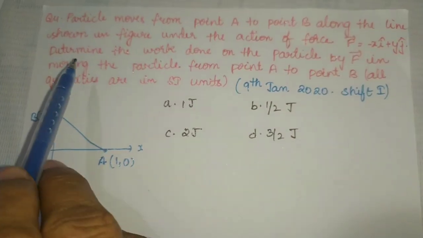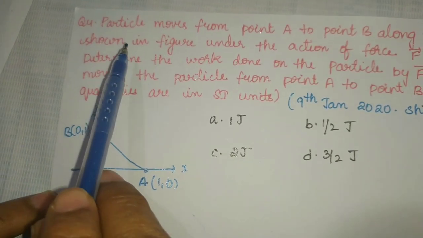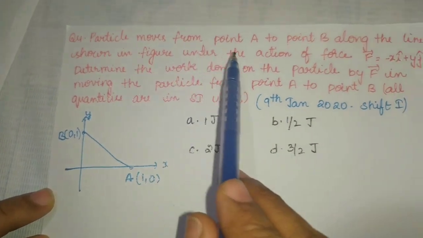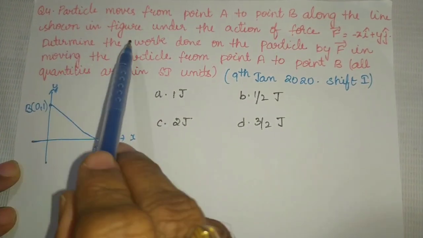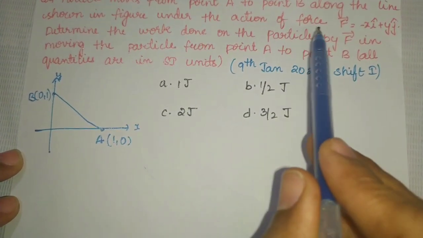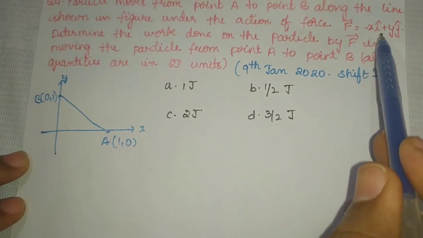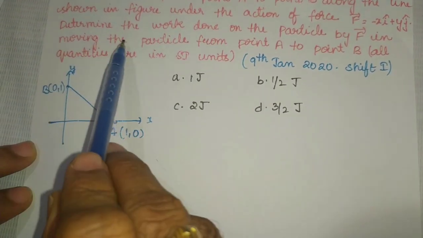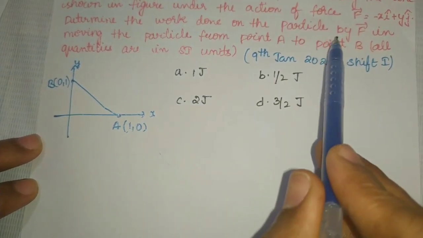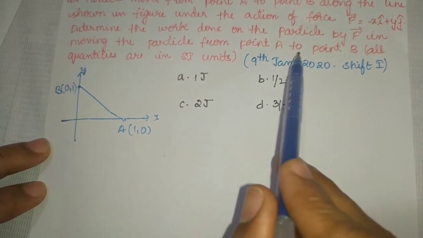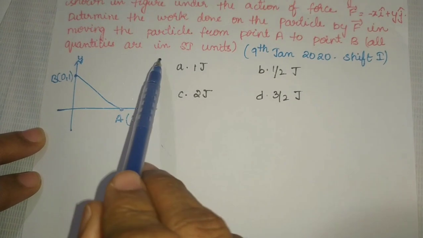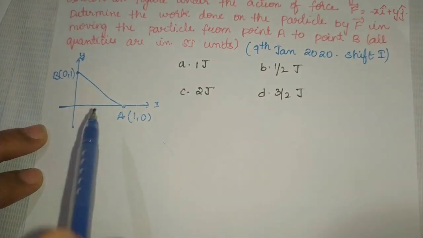Students, let us consider the fourth question of work, power, energy. A particle moves from point A to point B along the line shown in the figure, under the action of the force F bar equal to minus x i cap plus y j cap. Determine the work done on the particle by F bar in moving the particle from point A to point B. All quantities are in SI units.